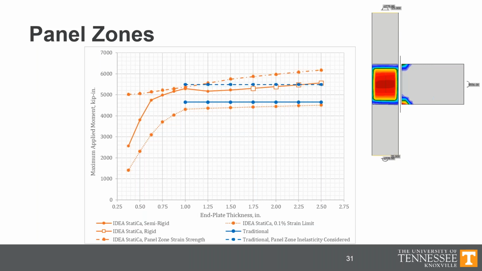In IDEA StatiCa, using the default plastic strain limit, the resulting strength is really more comparable to the higher of the two strengths. This is something that's probably pretty good to keep in the back of your mind, since I believe it's not terribly common for frame level models to consider the panel zone inelasticity.